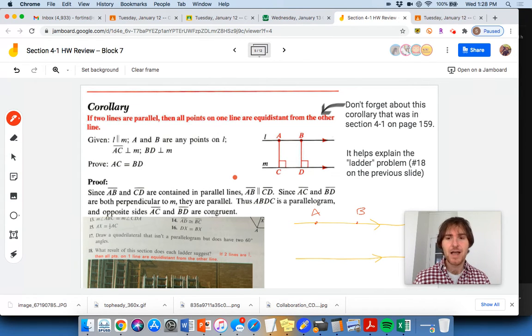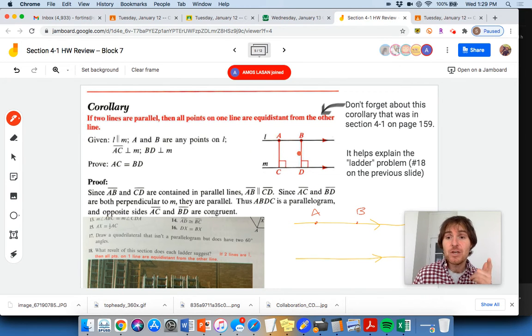Parallel lines are defined in chapter 2 for us as lines that are coplanar and do not intersect, okay? That's all we have for parallel lines. Now we have some more information about parallel lines. What do we know about parallel lines?